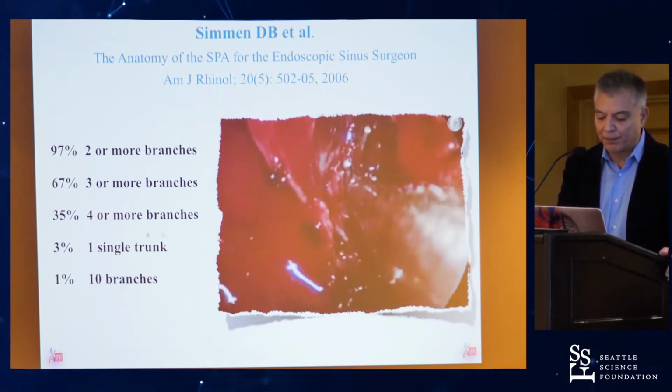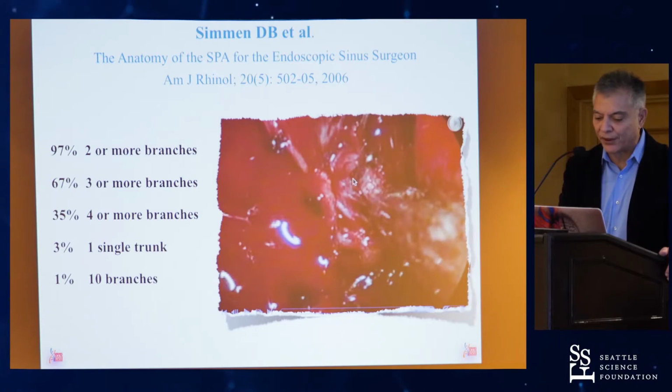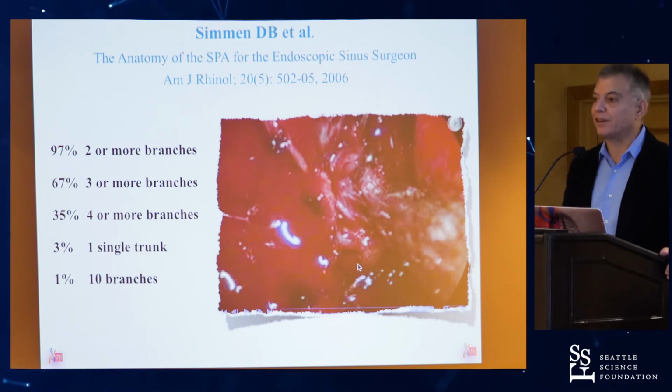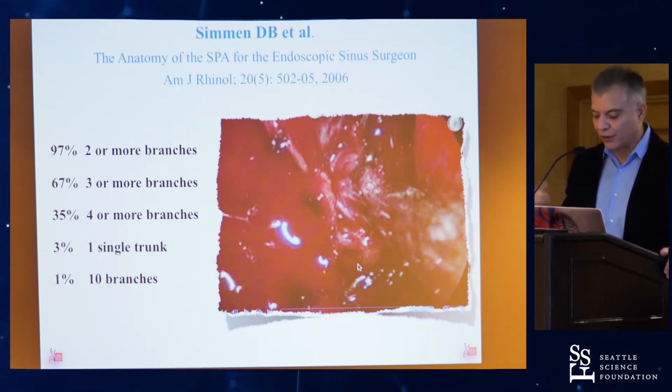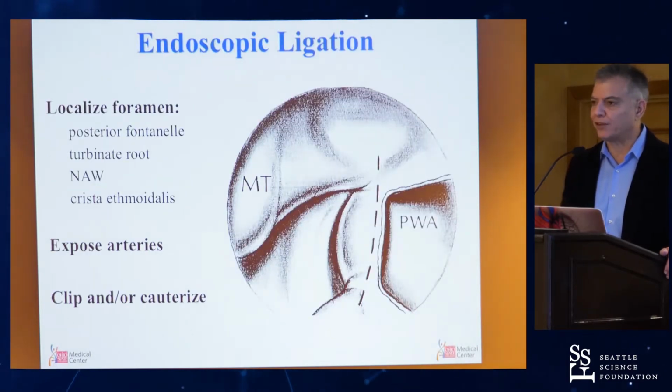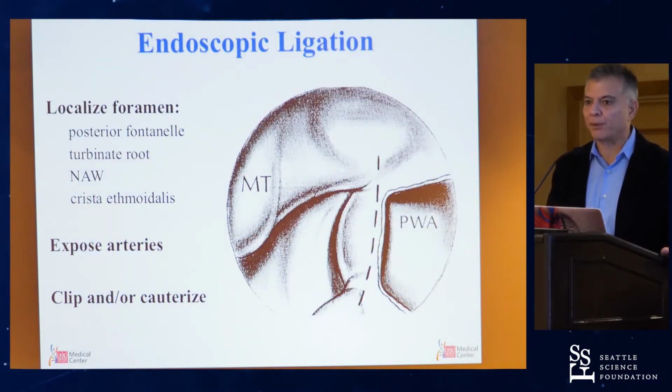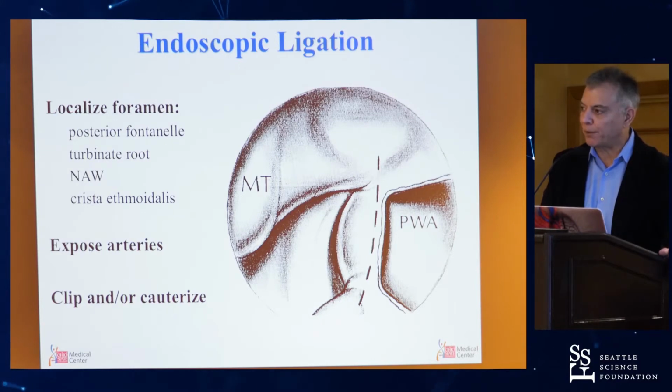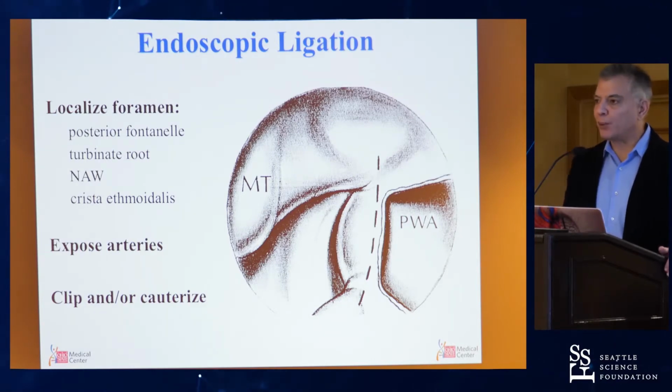Here you have an example. We're on the right side. This is the maxillary sinus over here. And you have 1, 2, 3, 4, 5, 6, at least 7 vessels, coming from multiple foramina. Just have that in mind as you're looking for it: don't get surprised by seeing multiple foramina and multiple vessels coming out of it. How do we do it?